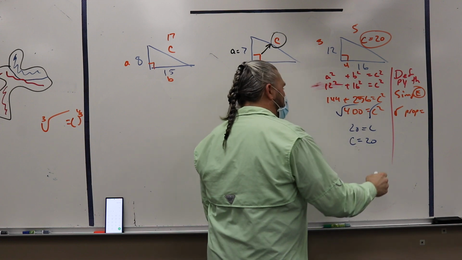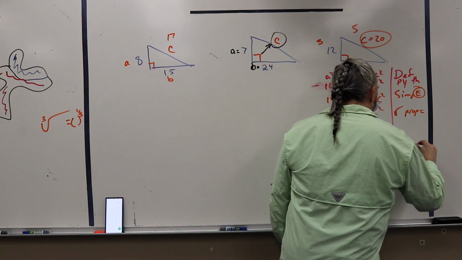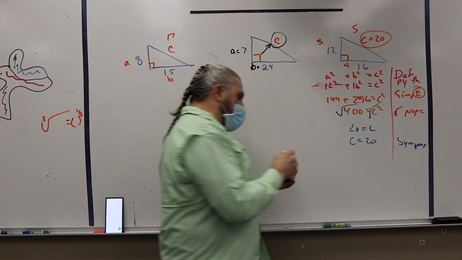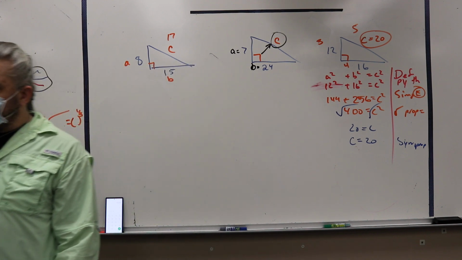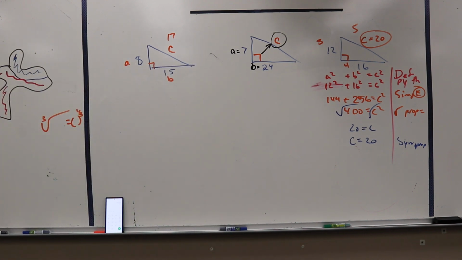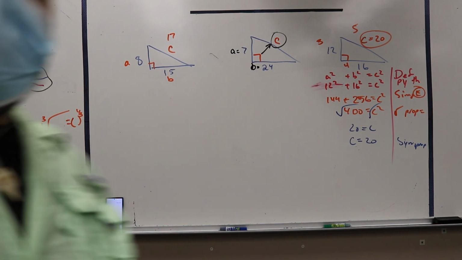What property is that? Symmetric property. Good. Okay. Are we getting better at these properties? Yes. It's getting easier? Yes. But it makes sense? Yeah. Good. All right. Let's do another one.